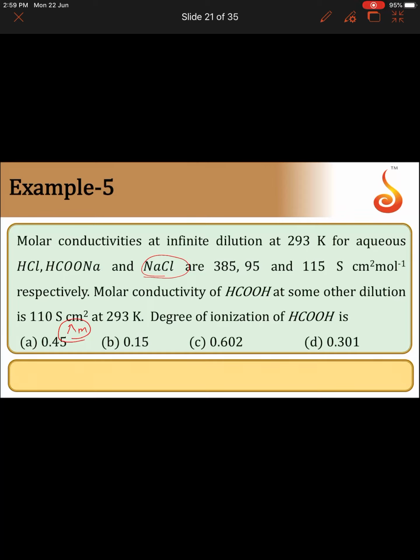Na is a common ion in HCOONa and Cl is a common ion in HCl. The lambda m naught value of NaCl should be subtracted from lambda m naught value of HCl and HCOONa to cancel the common ions. When we cancel the common ions, we will get lambda m naught value for formic acid. So the formula will be: lambda m naught of the formic acid HCOOH is equal to lambda m naught of HCOONa plus lambda m naught of the HCl minus lambda m naught of the NaCl.